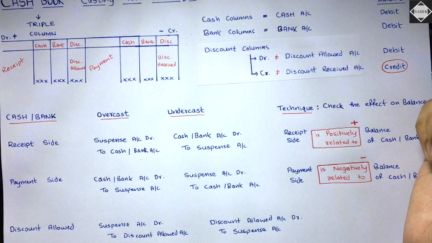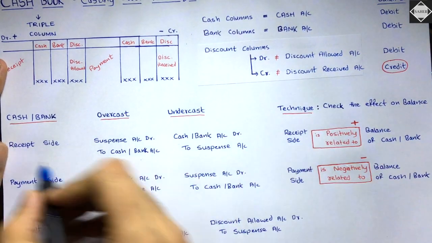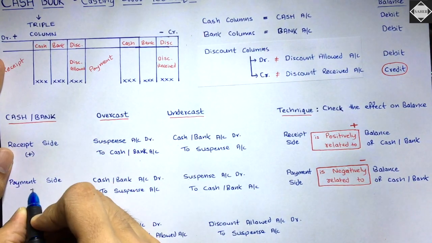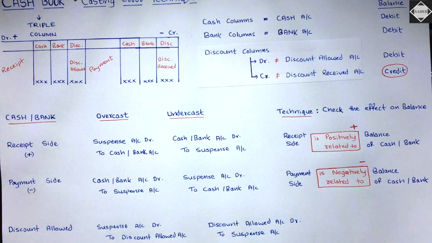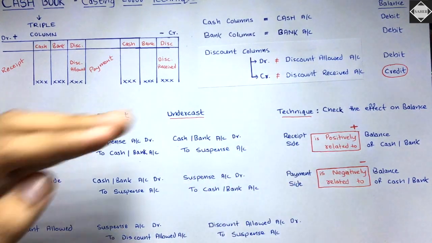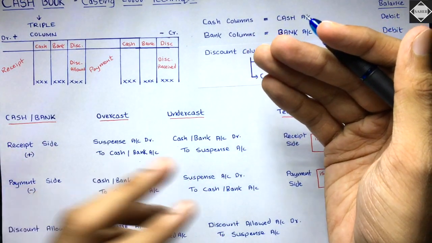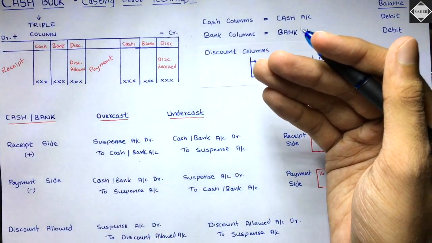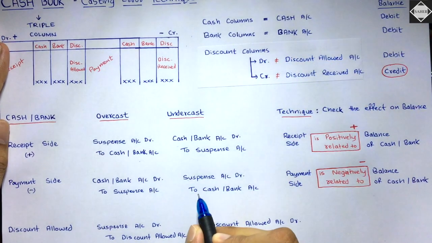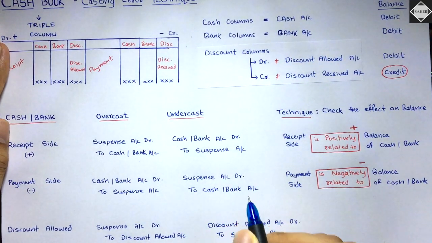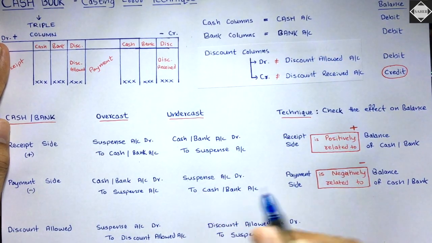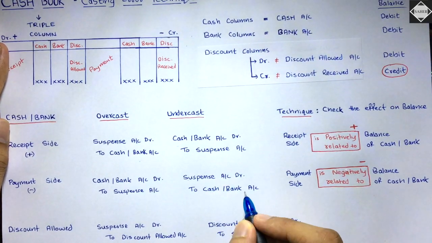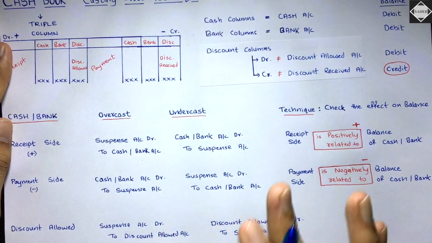Is that clear? So let me just write that over here. Receipt side means positively related and payment side means negatively related. So payment side is undercast, balance is overcast. So what you have to do, balance is overcast means you have to reduce the balance. So credit the cash or bank account because they have a debit balance. To decrease them, you have to credit. Suspense account debit to cash or bank account. Did you understand this?